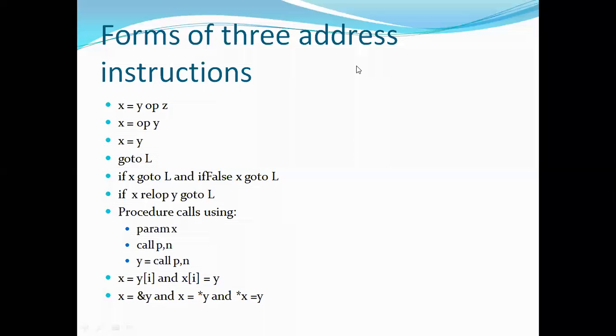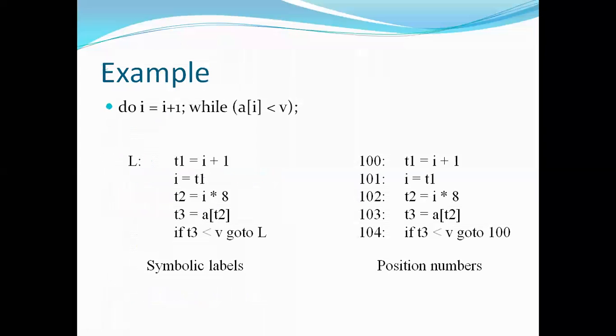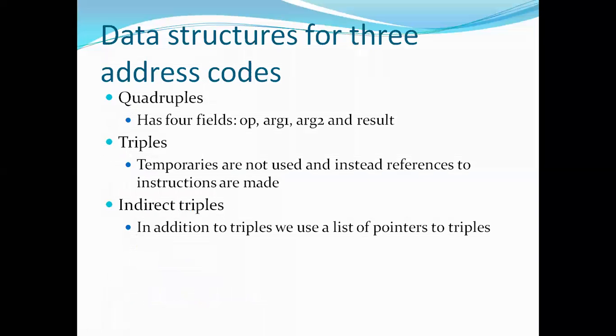These are the forms of 3 address instructions, and this is an example which I already explained to you in the last class. And here directly I am going to the concept of implementation of 3 address code, that we can also call data structures for 3 address code. How many data structures are there for the 3 address code? There are 3 data structures. One is quadruple, the second one is triple, and the third one is indirect triple.